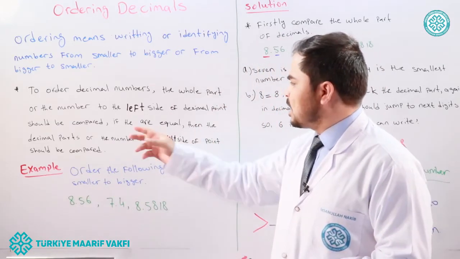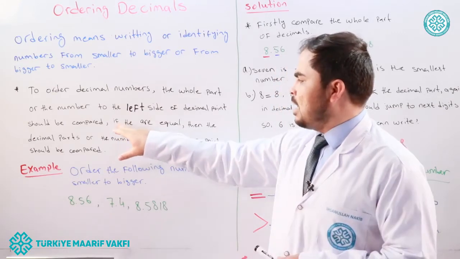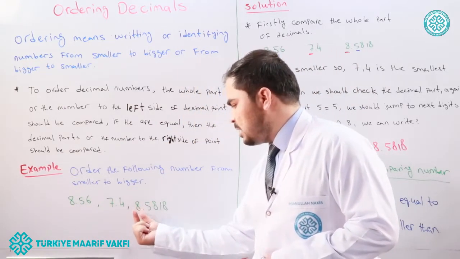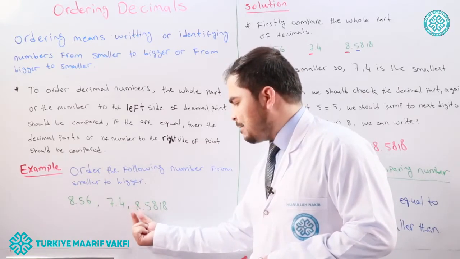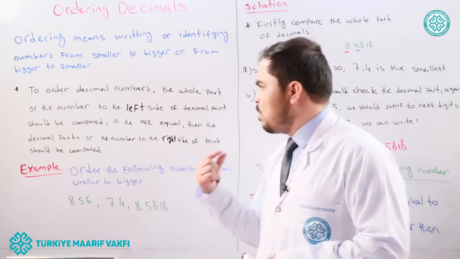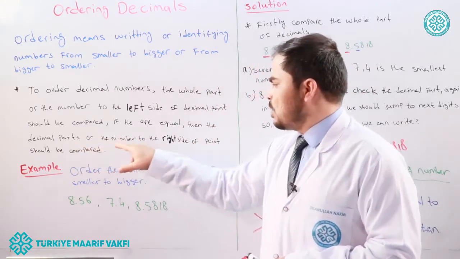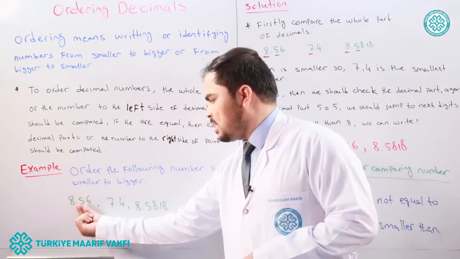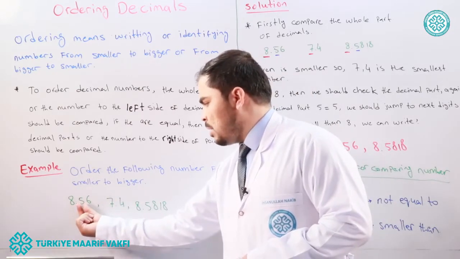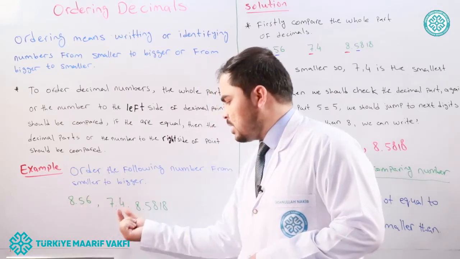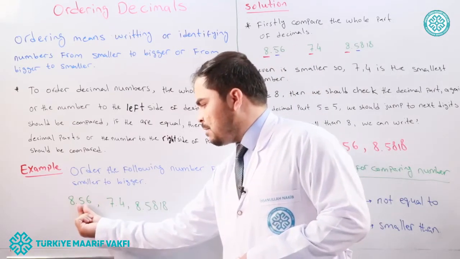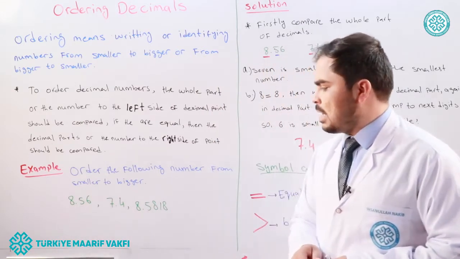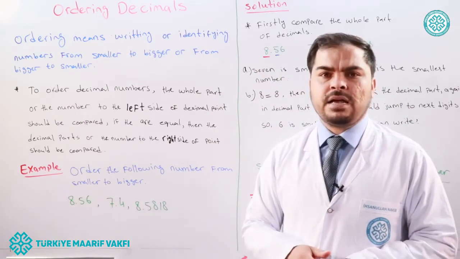Then there is the situation where they are equal. For example, here we have 8 and here we also have 8, meaning the whole part of the number is equal. Then the decimal parts, the numbers to the right side of the point, should be compared, step by step, one number at a time. If these numbers are equal, we jump to the second number, then the third number, and go on. For example, here 5 is equal to this 5. So in this case, we go to the second number, which is 6 and 8. In this way, we can find the bigger and the smaller numbers.